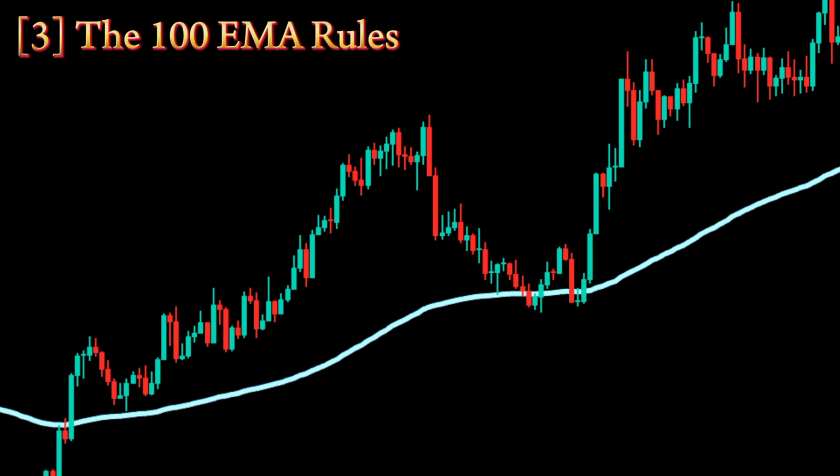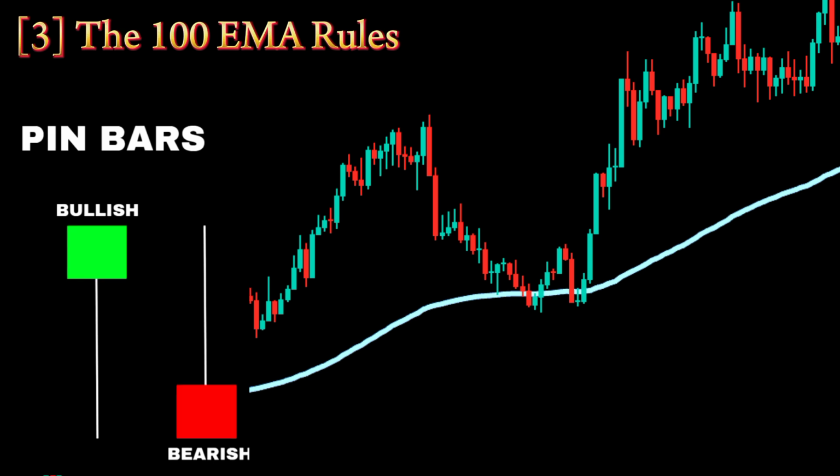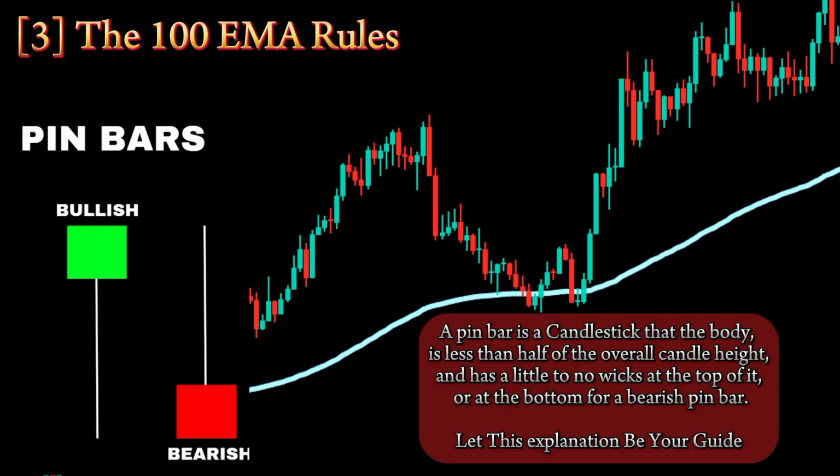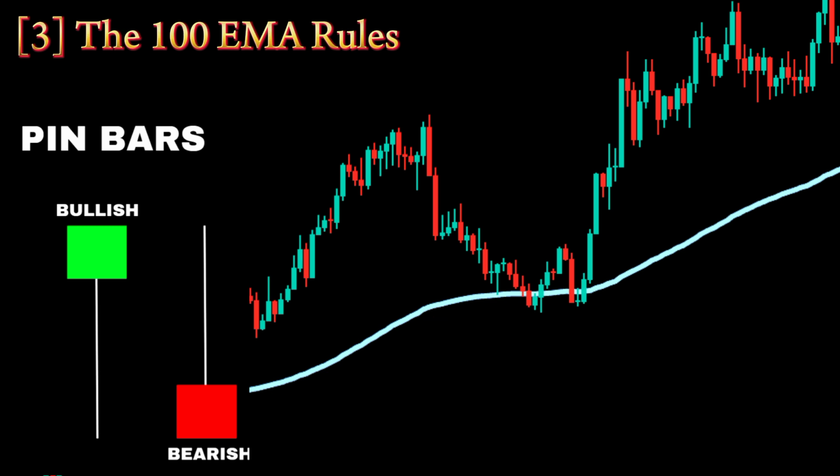Now, when all that has been done, the next thing to look out for is an entry candlestick, and like I discussed earlier, the candlestick we will be using for this strategy is the pin bar. The pin bar comes with a kind of decline that shows us where exactly the market is pushing the price to. Don't be confused about a pin bar. Here is a pro tip. A pin bar is a candlestick whose body is less than half of the overall candle height, and has little to no wick at the top of it, or at the bottom for a bearish pin bar. It can be confusing at first, but as time goes on it becomes clearer.